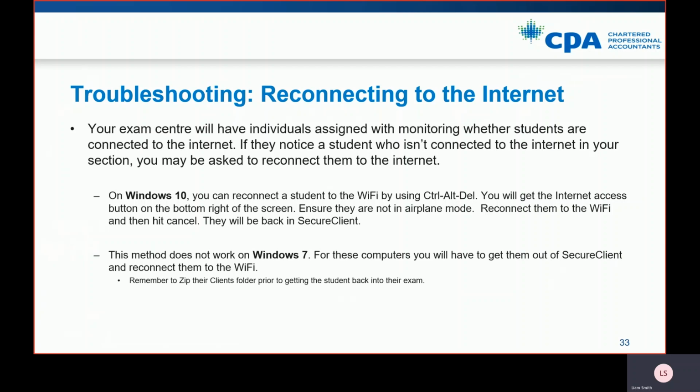During the exam, if you have to reconnect a student to the Wi-Fi, on Windows 10, this is pretty easy because you can just press Control-Alt-Delete, and then on the lock screen, there'll be a Wi-Fi button in the bottom right-hand corner of the screen. So you can reconnect them to the internet from there. And when you do this, just make sure that they're not in airplane mode. This method, unfortunately, does not work on Windows 7 computers. For these students, you have to get them out of Secure Client, zip their clients folder, reconnect them to the Wi-Fi, and then get them back into their exam.